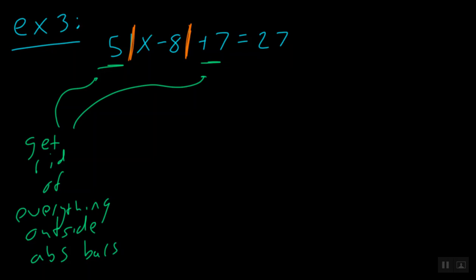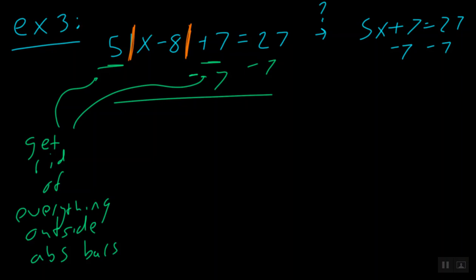Okay? Now we're going to do this by treating this almost like x. For example, if we were just to imagine 5x plus 7 is equal to 27, what would be the first thing you would do? Well, you would subtract 7 from both sides. Here, we'll do the same thing. We will subtract 7 from both sides. Now let's see what we have left over. We now have 5 absolute value of x minus 8 is equal to 20.